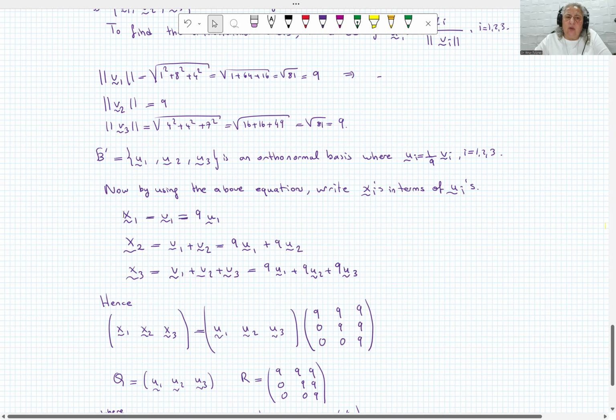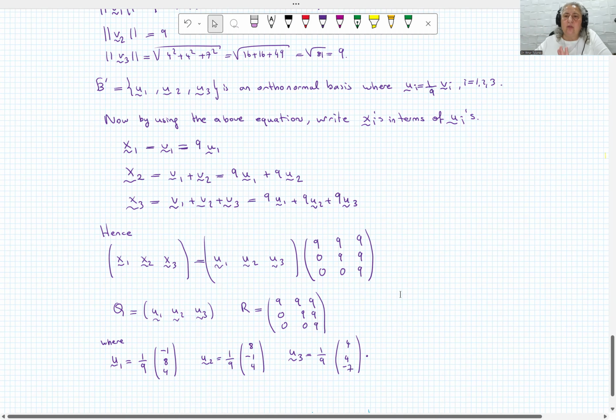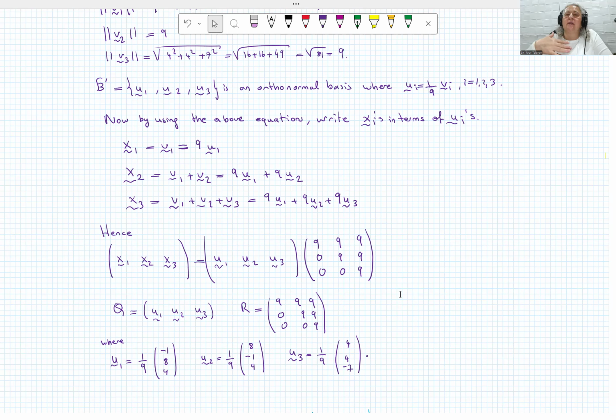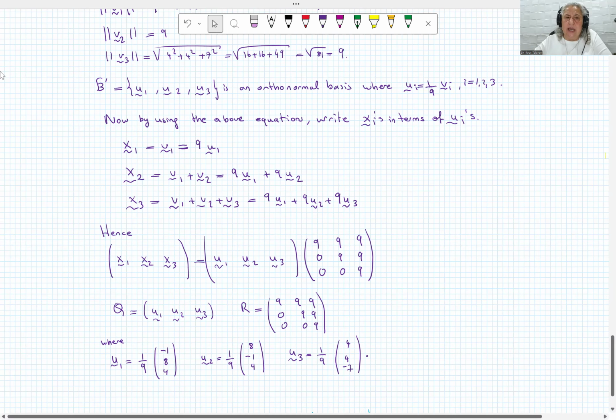As you see, we can write these ones as matrix multiplication. Right? This is all I am doing to find the QR factorization. I'm writing down these equations as matrix multiplication. I have the equation x1 is equal to 9u1, x2 is equal to 9u1 plus 9u2, x3 is equal to 9u1 plus 9u2 plus 9u3.